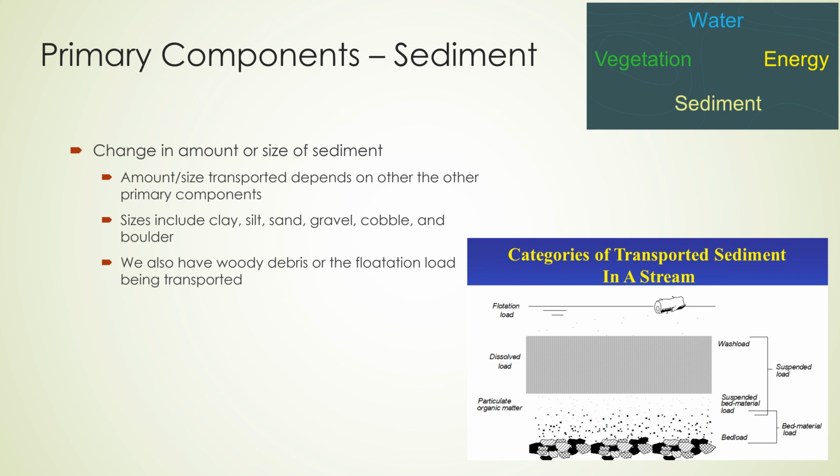Our sediment primary component can be used to define stream stability or the balance of our primary components. A stream reach is said to be in dynamic equilibrium if, over time, the amount of sediment that leaves the reach equals the amount that has entered the reach.